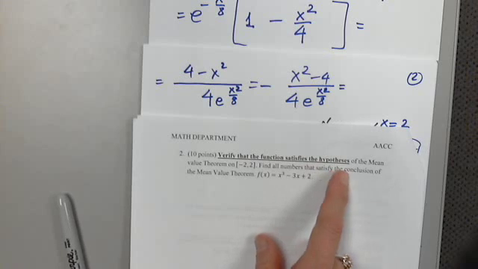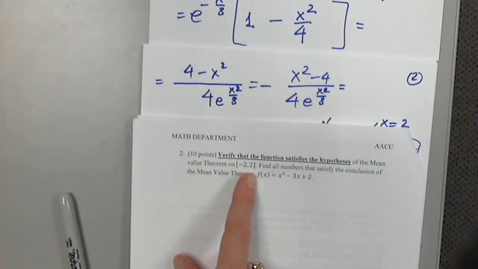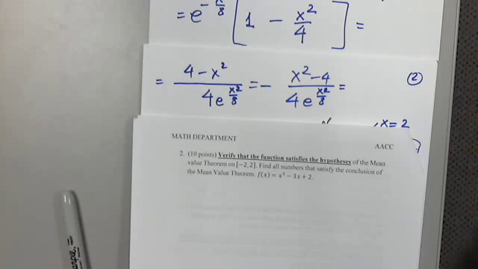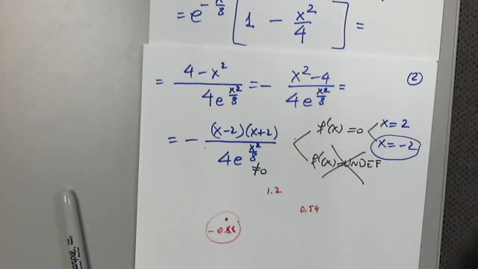Verify that the function satisfies the hypothesis of the mean value theorem on this interval, and then find all numbers c that satisfy the conclusion of the mean value theorem. Okay, 1 minute.